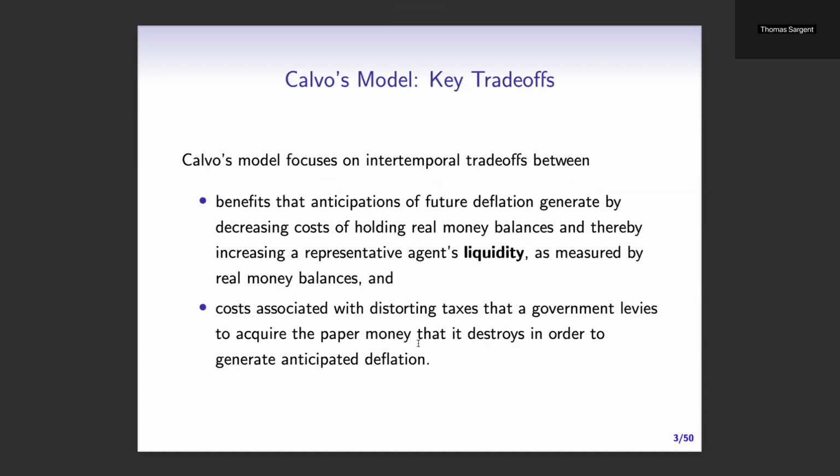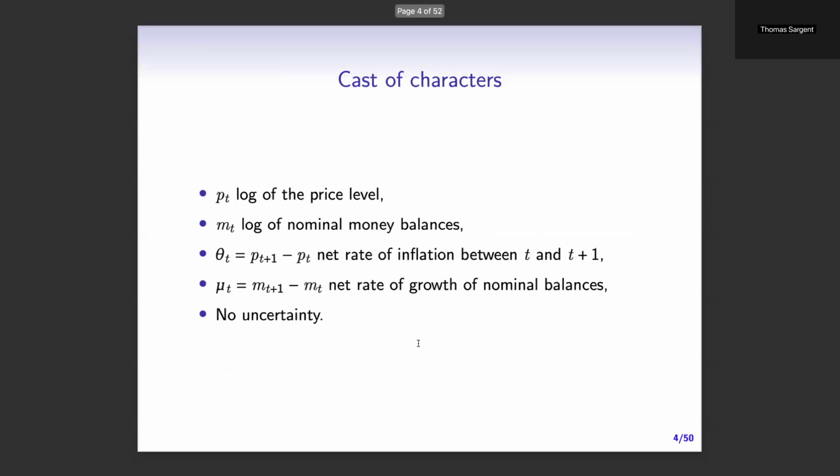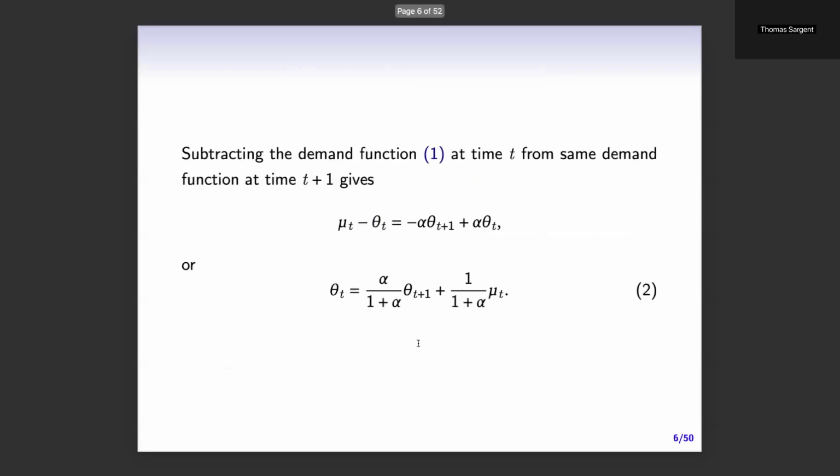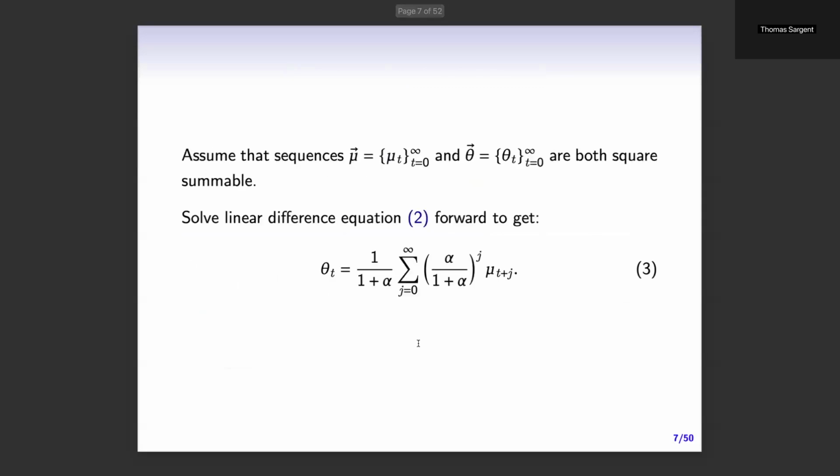The model is exactly what we handed to the computer in order to do machine learning. Here's our cast of characters, P, M, theta, mu. There's no uncertainty, exactly the same. It says demand for real balances, just a Cagan-style money demand, exactly the same kind. So I'll just skip over this.